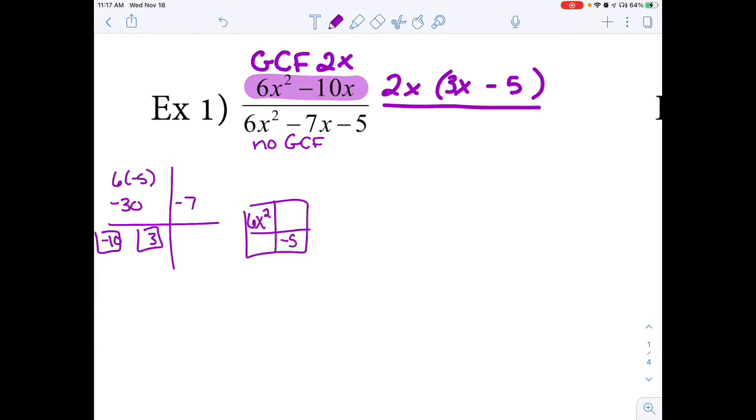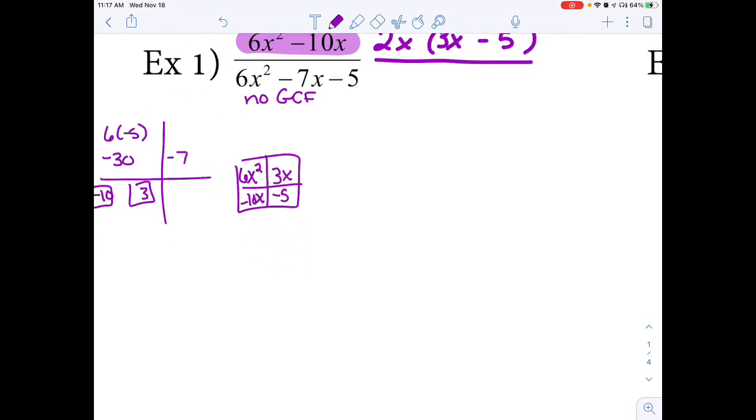Now, if you're thinking I'm going through this pretty fast, that's because this skill was supposed to be mastered back in chapter 4. And if it's not, that's something we need to visit together at a tutoring session.